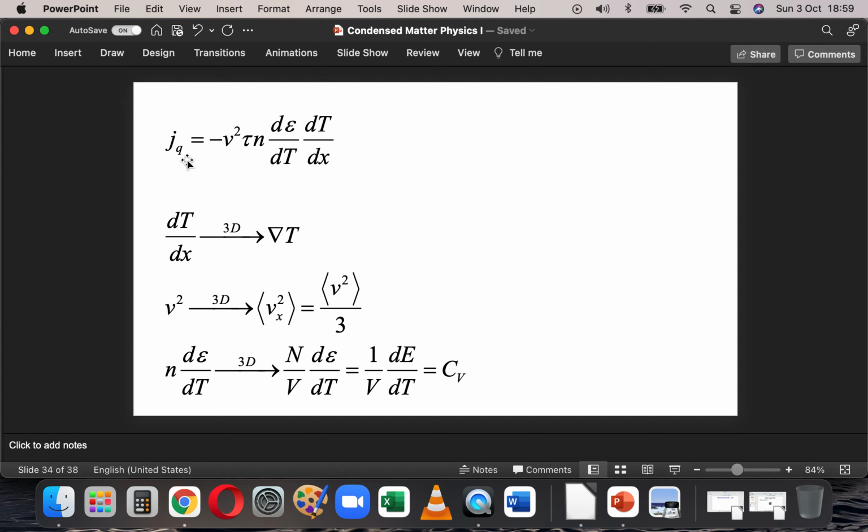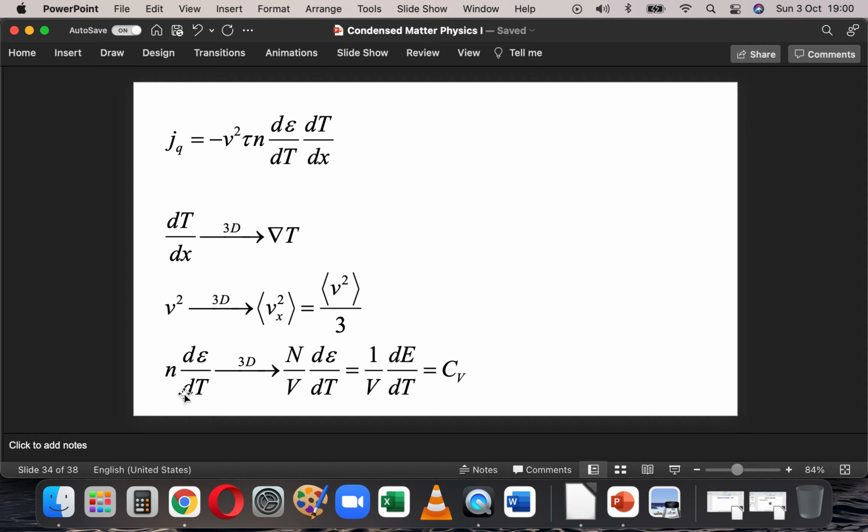This was a one-dimensional model, so I didn't need to worry about the x or y axis in this case. But now I will explicitly say it is along the x-axis and go to the three-dimensional case. There I will have vx squared instead of v squared, and this vx squared I can write in terms of the full velocity, v squared by 3, which of course is the average.